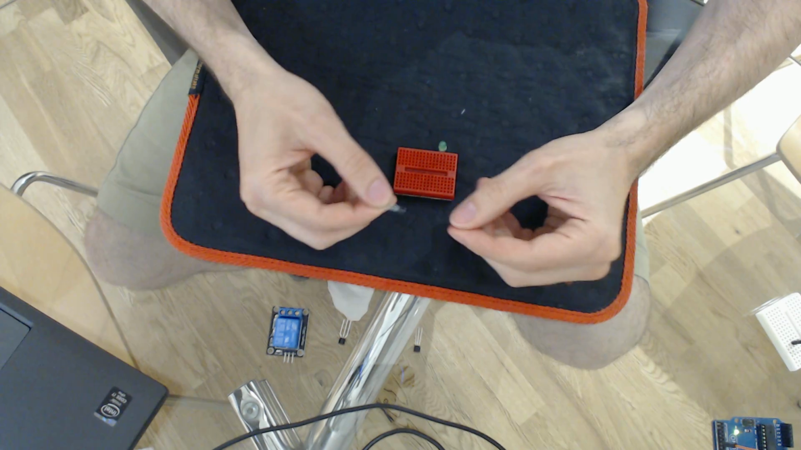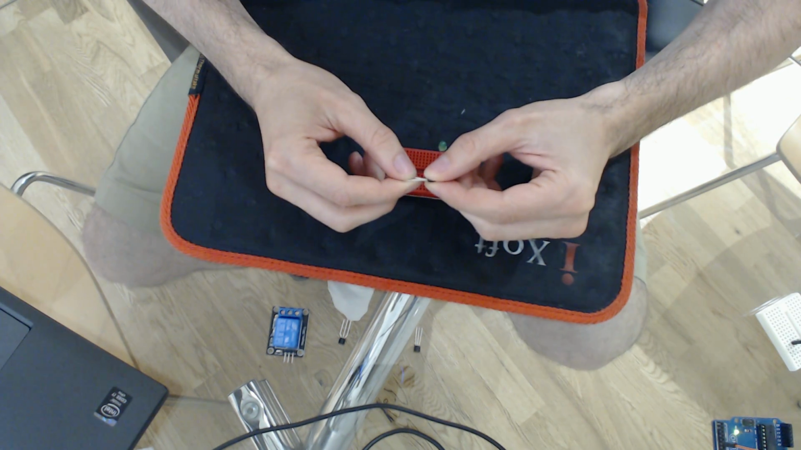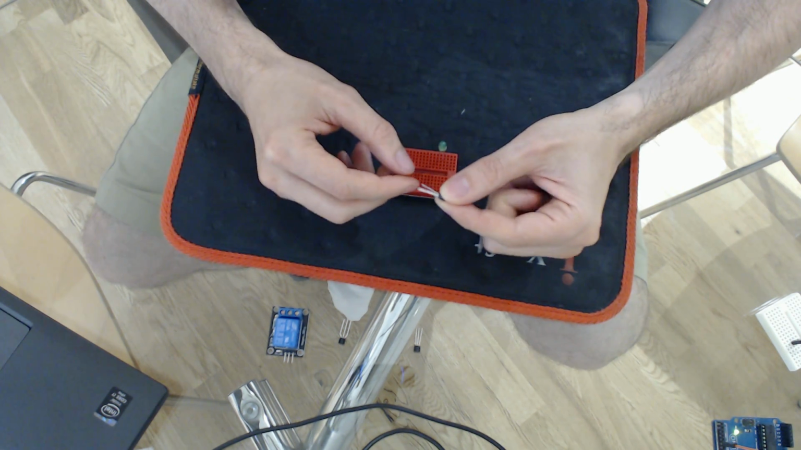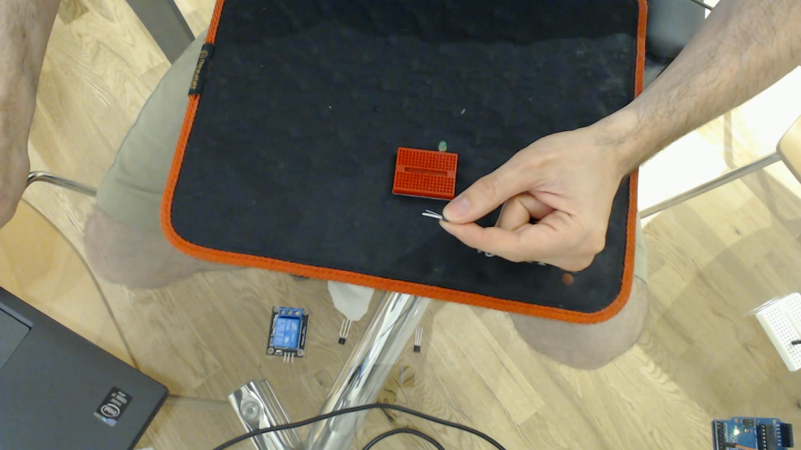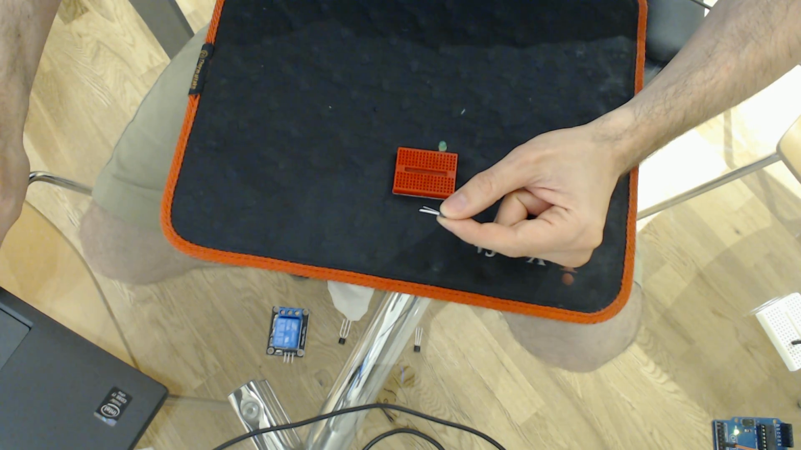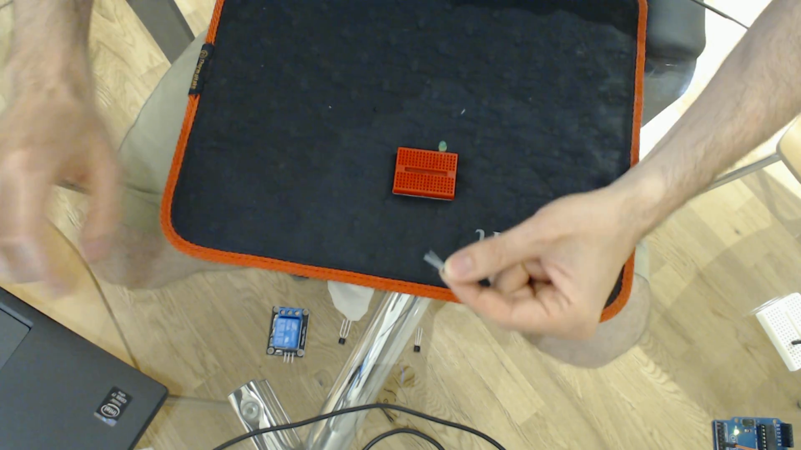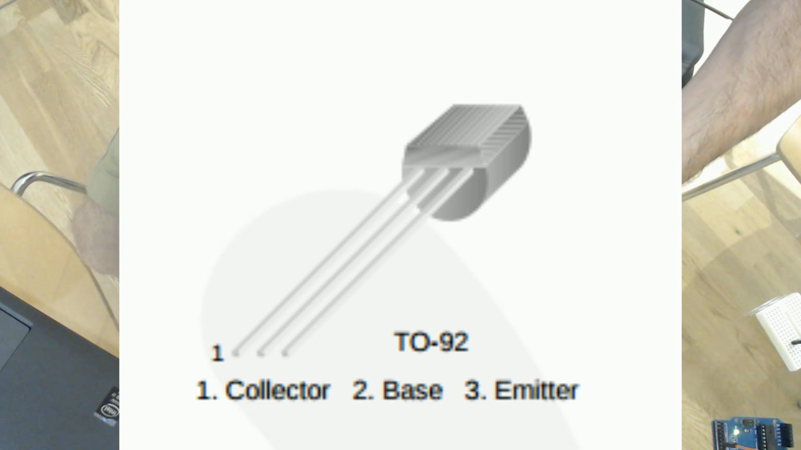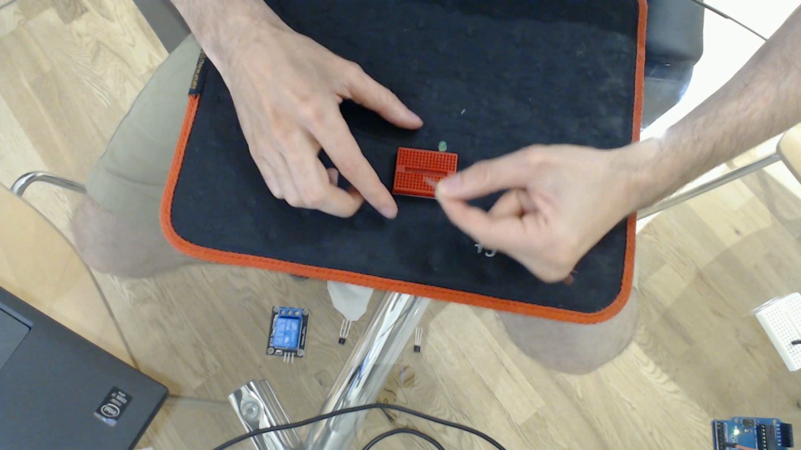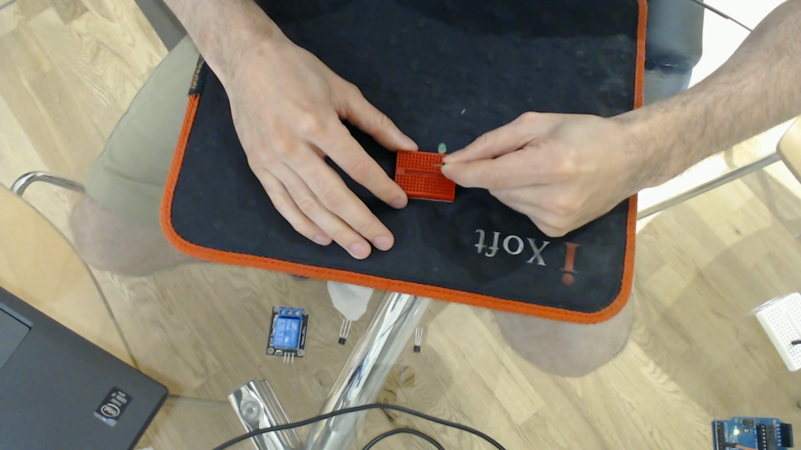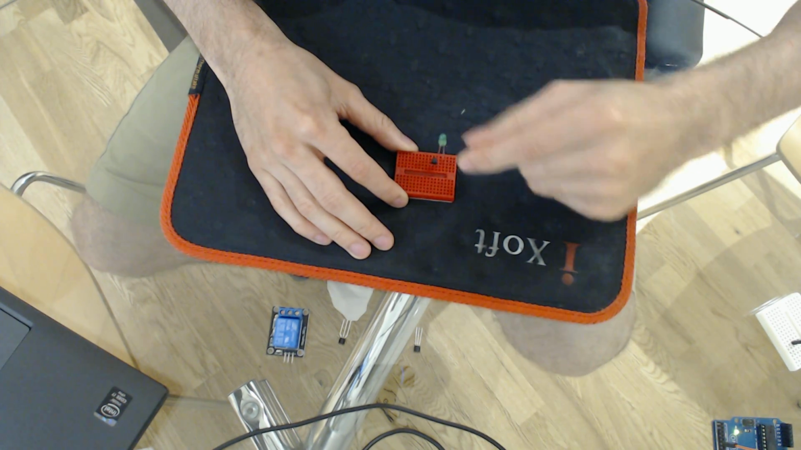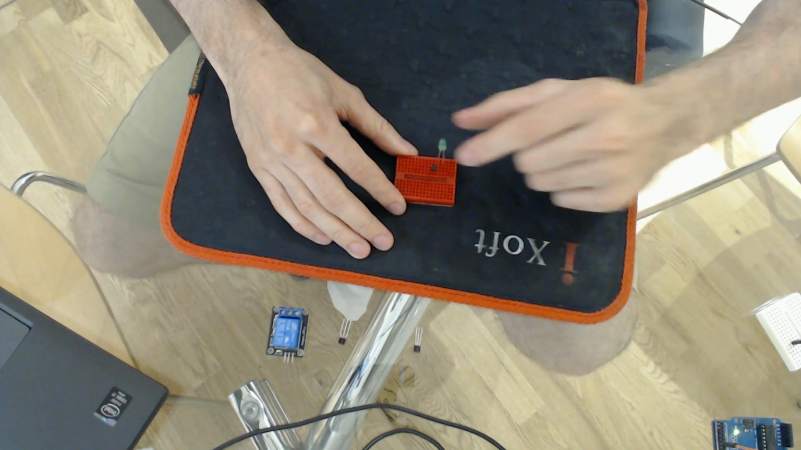So in my hand I've got an NPN type. By reading the manual, actually the datasheet, you can see the first pin is a collector, the second is a base, and the third is an emitter. So we're going to put these down on the breadboard like this.